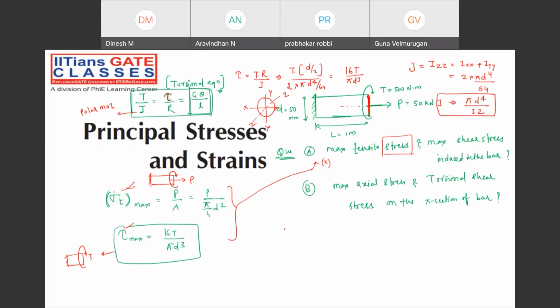Now, what is the state of stress at the point A? If I take the point A, what is the state of stress? So sigma is acting, there is no sigma y, but there is a torsional shear stress that has been generated because of this twisting moment, and I'm going to show it something like this. That is the state of stress for the point A.